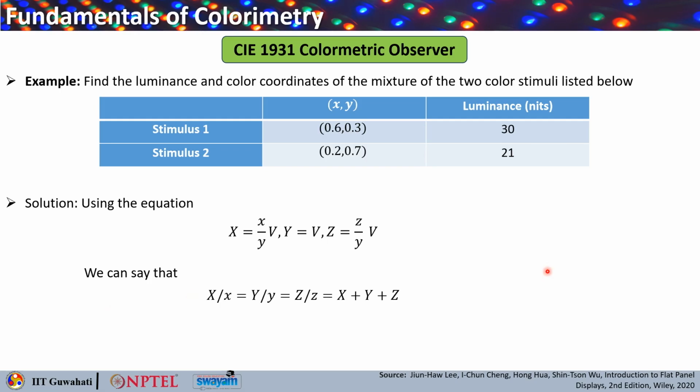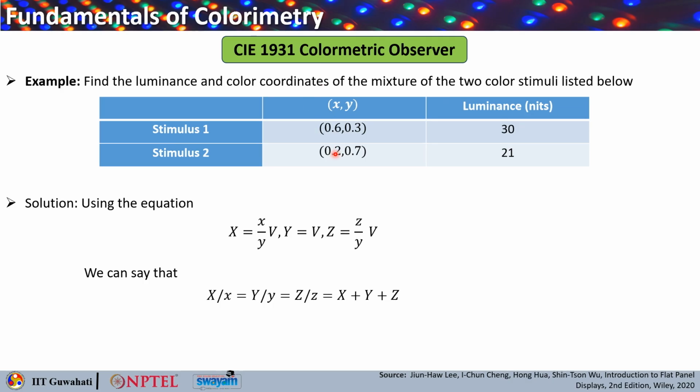So, now let us look into some example of this 1931 colorimetric observer. Let us try to find the luminance and color coordinates of the mixture of the two color stimuli that is given here. You have two stimuli, stimulus 1 and stimulus 2, and these are the small x, small y values of the two stimuli. So, these are basically two colors, and you want to mix them.